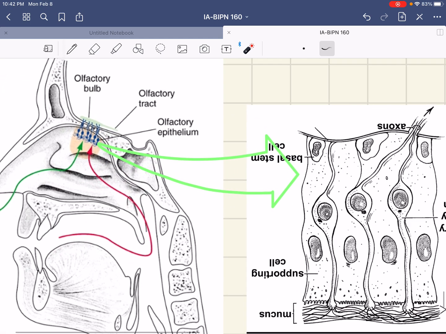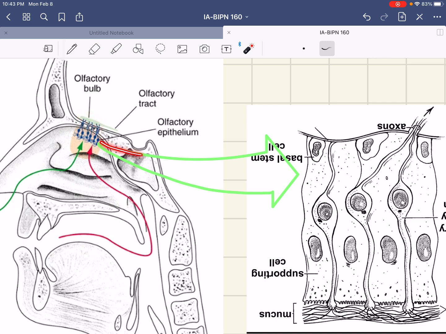I'm going to zoom in over here because at the top of our nose we have this bone that is called the ethmoid bone. In the ethmoid bone there's this area that is called the cribriform plate, and there are many tiny holes in this bone, and these holes are openings for the olfactory sensory neurons to be hanging down into our nasal cavity from the olfactory bulb.